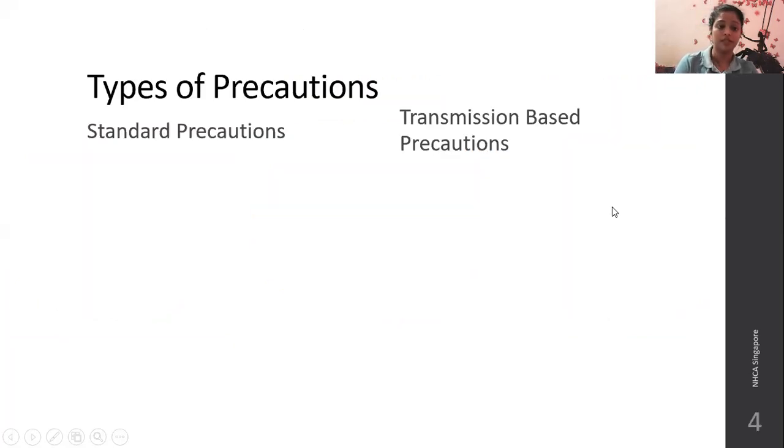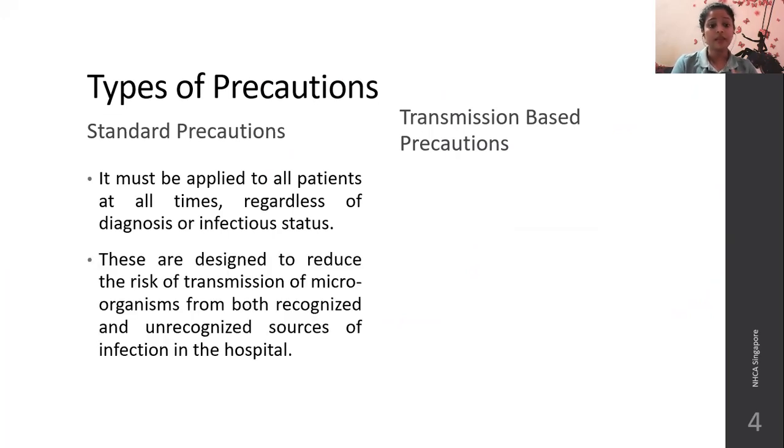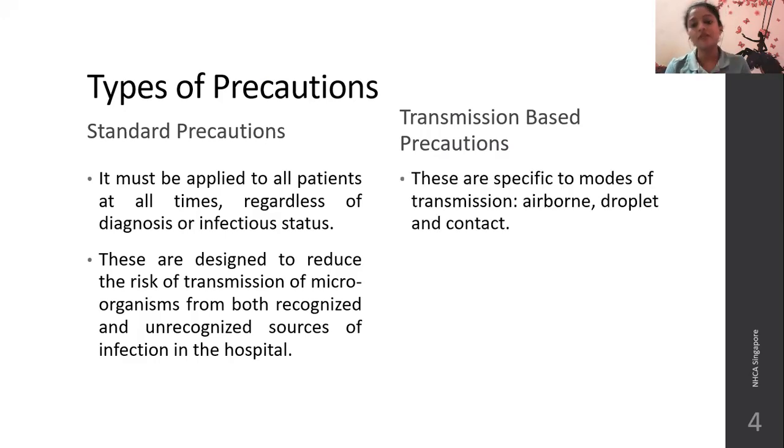Types of precautions. Standard precautions must be applied to all patients at all times, regardless of their diagnosis and infectious status. These are designed to reduce the risk of transmission of microorganisms from both recognized and unrecognized sources of infection. You have to assume all the patients you're treating may be carrying some kind of infection. Transmission-based precautions are specific to the mode of transmission.